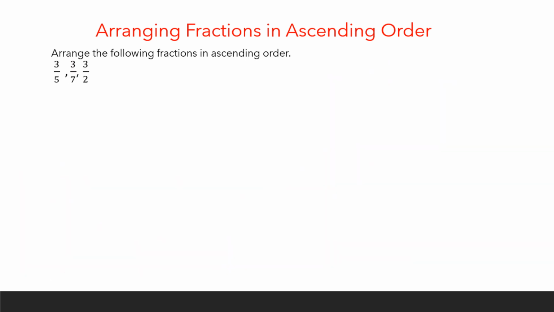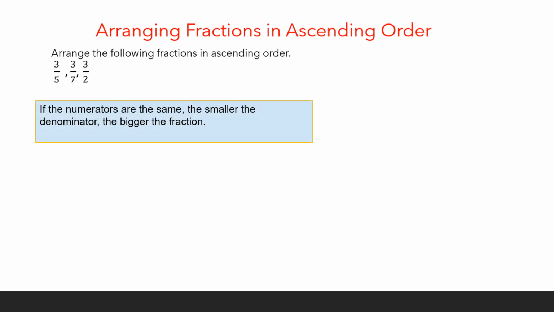And now here is an example of arranging fractions in ascending order, and the fractions are 3 by 5, 3 by 7, and 3 by 2. In this case, we can see that our numerators are the same. So we need to follow this rule: if the numerators are the same, the smaller the denominator, the bigger the fraction is.